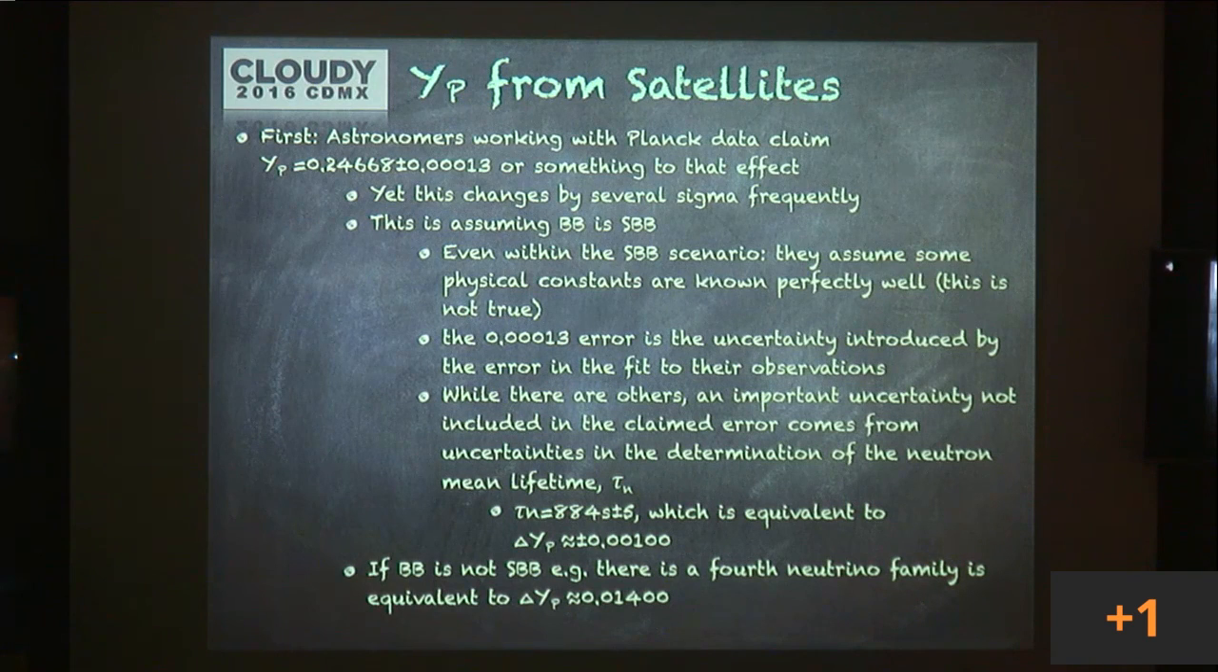And more important than that, they are assuming that the Big Bang is a standard Big Bang. Even within the standard Big Bang scenario, they are assuming a lot of constants are perfectly well known. And I'll talk a little bit later about the neutron mean lifetime, how it's not as well defined as they say. Some sources claim that the error bars there are of about plus minus 1 second, but if you look at different papers in that area of physics, you'll find differences of about 8 or 9 seconds. Sorry, I said neutrino. Sorry, neutron.